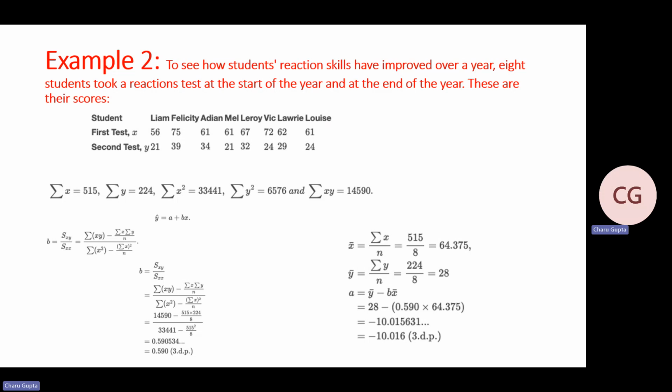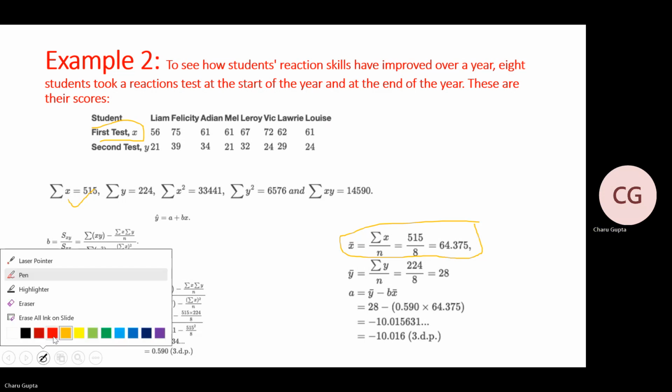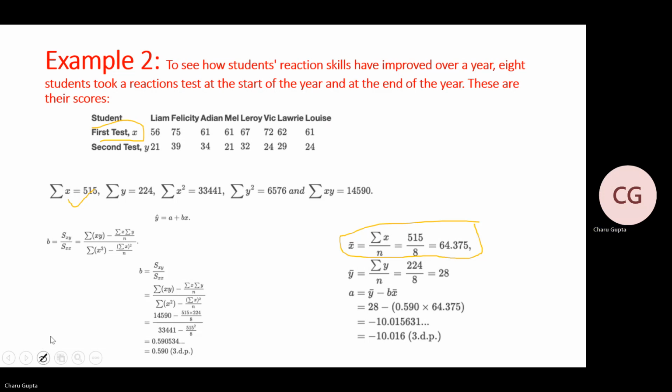So what we have done here, again, we have considered the first test as the independent and the second test as the dependent one, right? So we have found the average. X variable का हमने एक average निकाला. This is the total, and then we find out the average here, which comes out to be 64.375. Next is Y, right? Summation of Y and its average comes out to be 28.